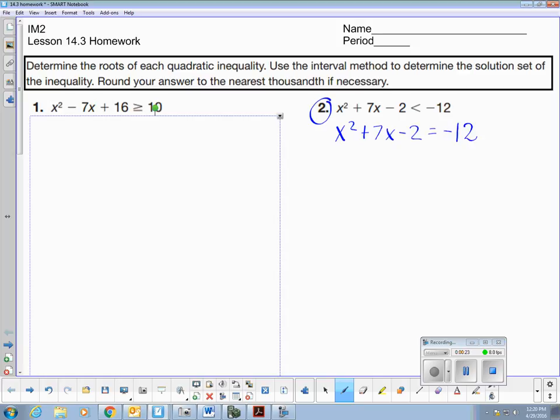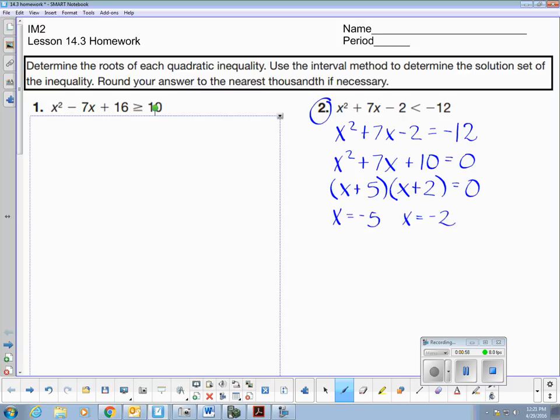Now with any quadratic equation to solve, I want to set the equation equal to 0. So I'm going to add 12 to both sides. Next, I'm going to factor the left side. Then I'm going to solve. Then I'm going to set up a number line.